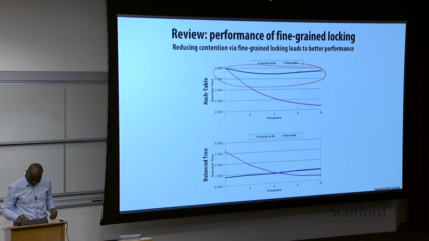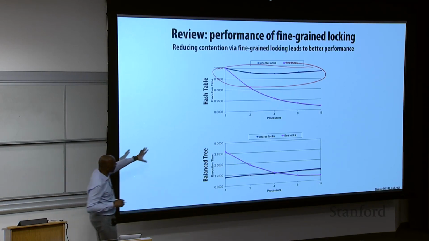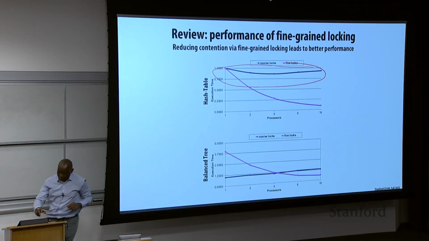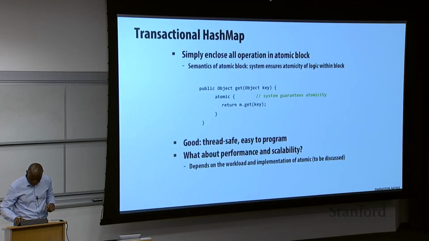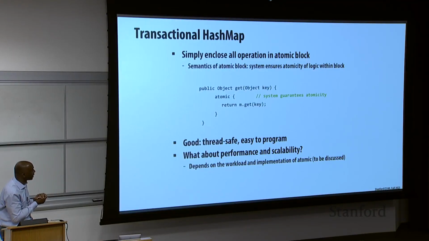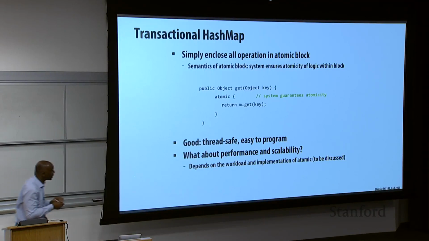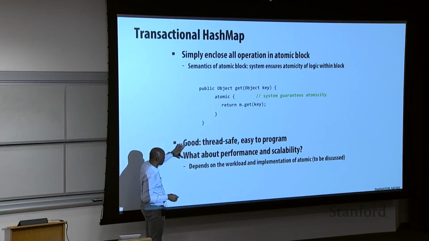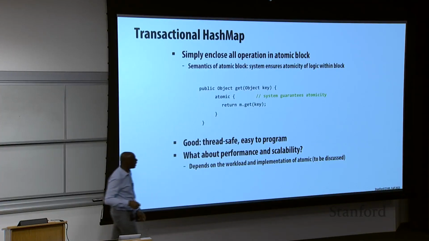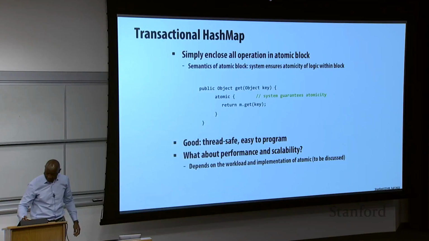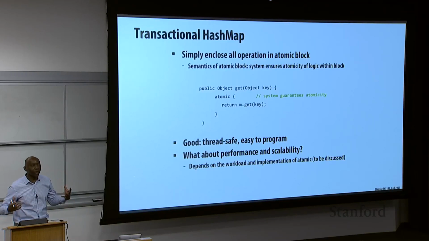It's coming later. All right. So the idea is that with atomic, I just specify that the whole hash map operation is going to be atomic. So now it's good in that it's thread safe. It's just as easy as locking the whole method with synchronized. And the question is, will I get good performance?